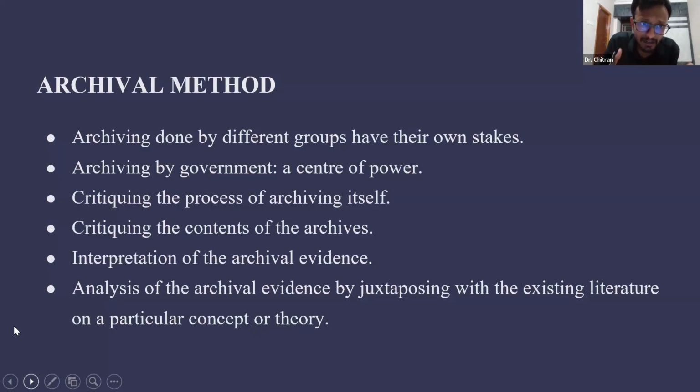You should have your own political position, and you shouldn't take it for granted whatever is there on the field. You should apply your subjective position as a researcher, and of course analysis and interpretation, and of course existing literature, concepts and all are related to the archival method also. So you can move to the next slide. I will be finishing soon.